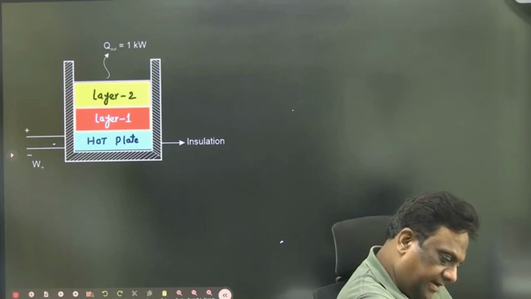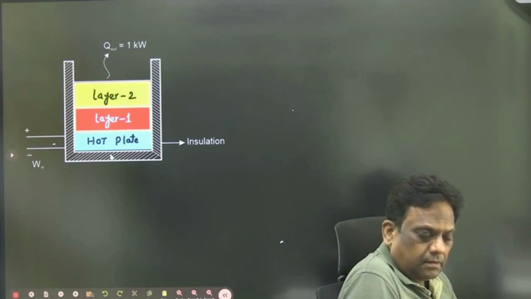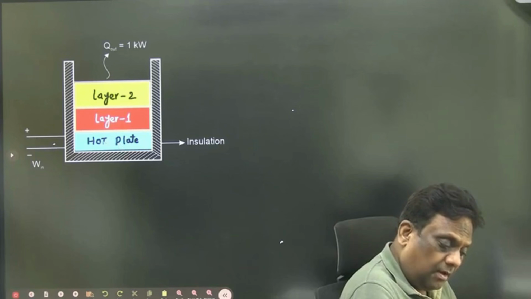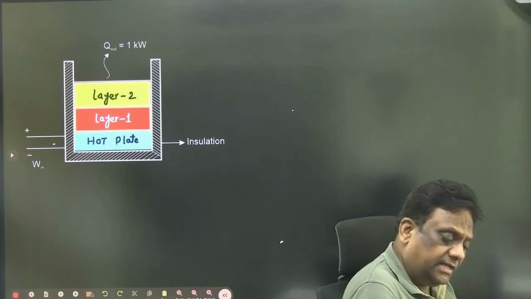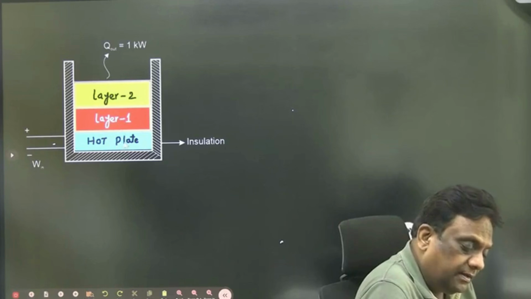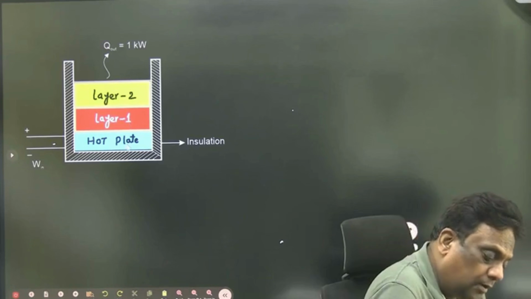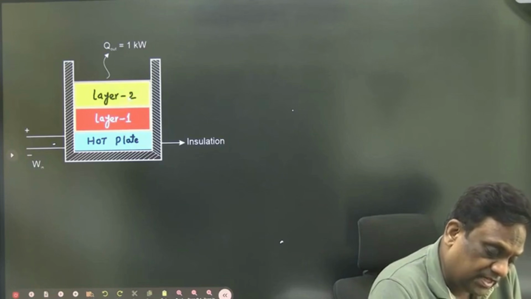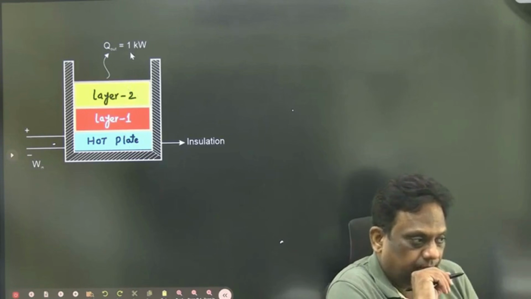The electrical work is transferred to the hot plate. And from the hot plate, there is a heat transfer, because when you are transferring the electrical energy, it becomes hot. From hot plate, heat is transferred to layer 1. From layer 1, heat is transferred to layer 2. From layer 2, the heat is transferred to the surroundings.